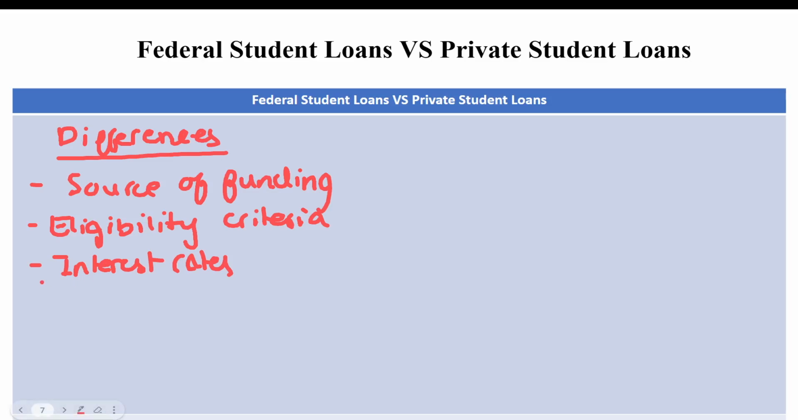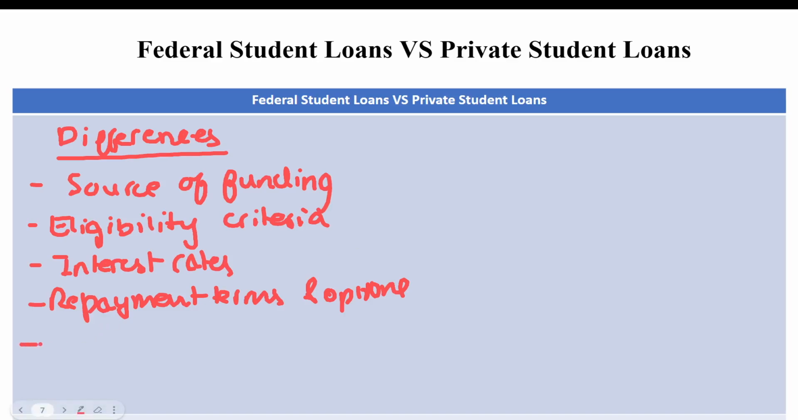Then we have repayment terms and options. Federal student loans offer multiple repayment plans, including income-driven repayment plans. Options like deferment and forbearance are widely available. For private student loans, repayment terms vary by lender. Some offer flexible repayment options and deferments, but these are generally less comprehensive than federal loan options.